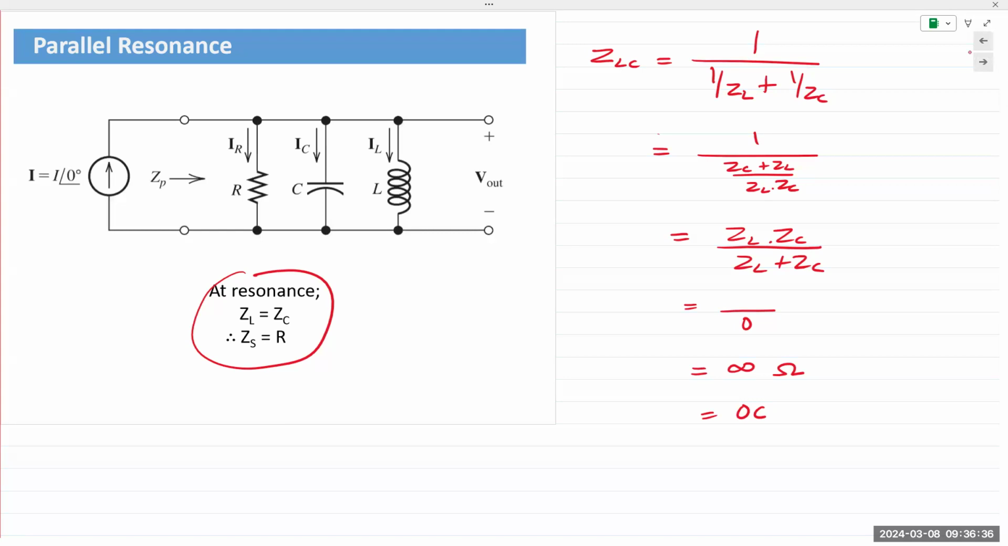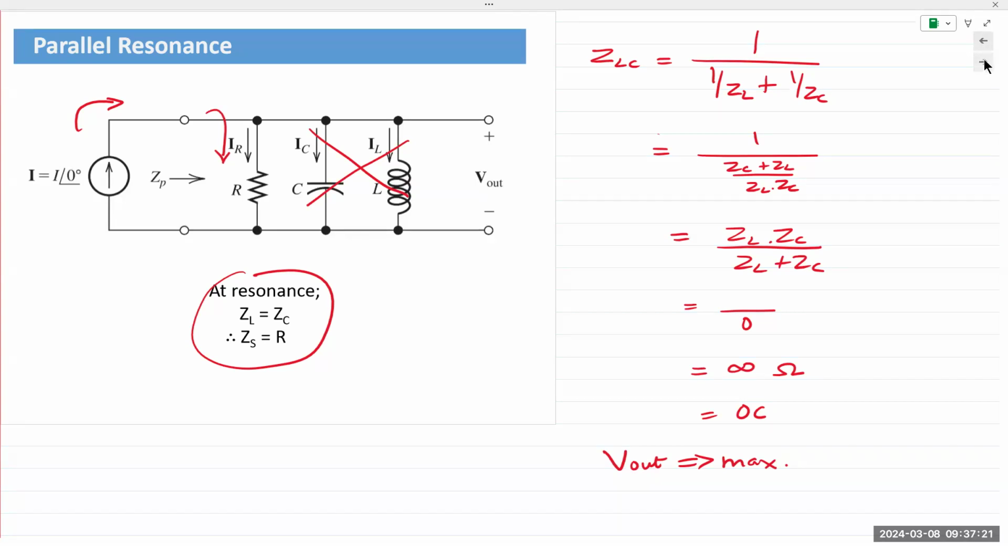So once again, any current that is coming from the source would not be going down the inductor or the capacitor because it may as well not be connected or part of the circuit. If it's open circuit, it is an infinite impedance, it's not going to draw any current. Okay, everything goes down the resistor, and again, at resonance, V out is max. Okay, because the inductor and the capacitor do not draw any current whatsoever.